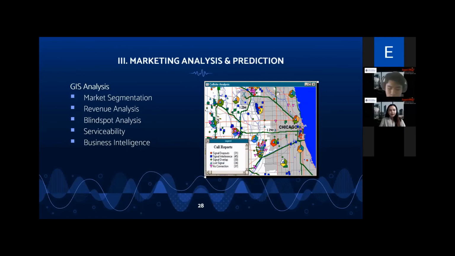So these are some of the specific types of analysis used in market planning. So we have market segmentation, revenue analysis, which is checking the sources of revenue, possible sources of revenue in the area and assessing them. Blind spot analysis, checking which parts of the neighborhood or area the service you're providing is unable to reach. Serviceability analysis, which is basically cost analysis for providing service in the area. And business intelligence analysis, which is basically a test of profitability of the area.